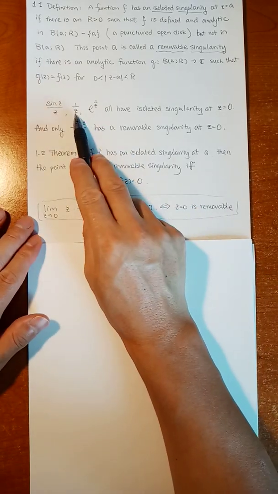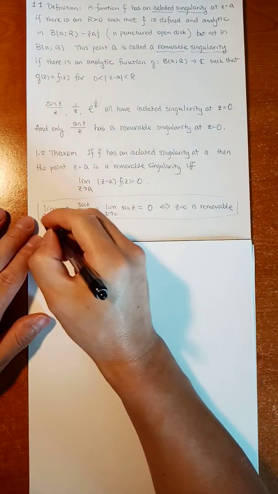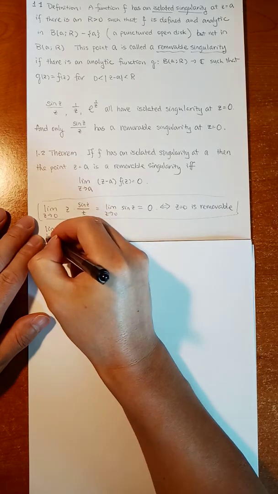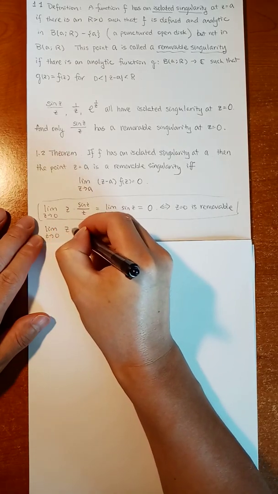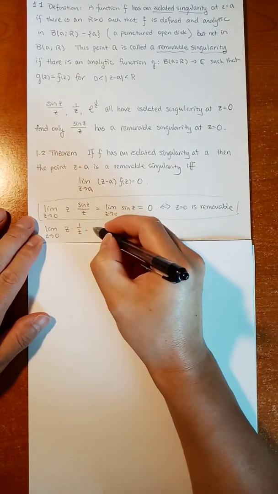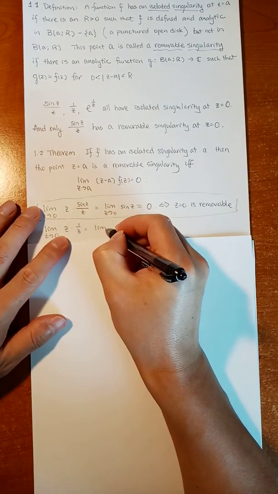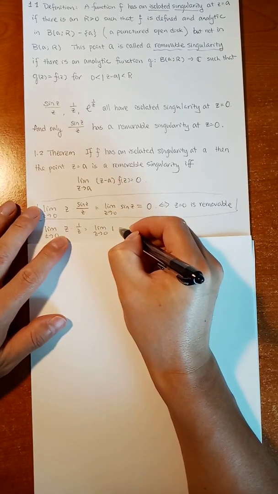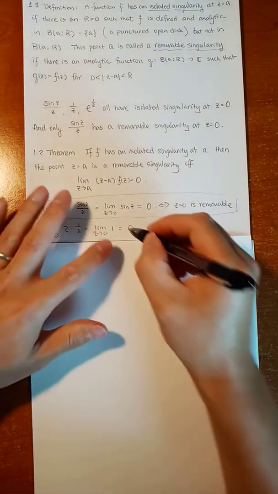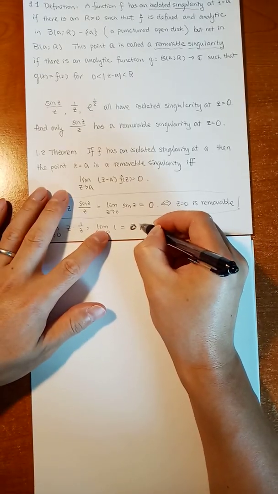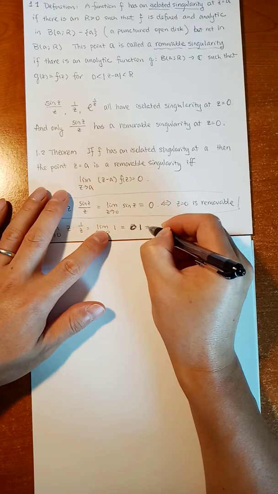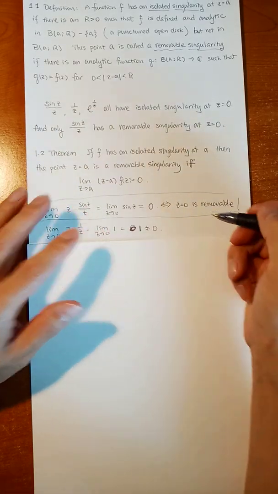Also, we will see here, this one is not removable. Oh, sorry, it's 1, not equal to 0, so it's not removable. Correct?